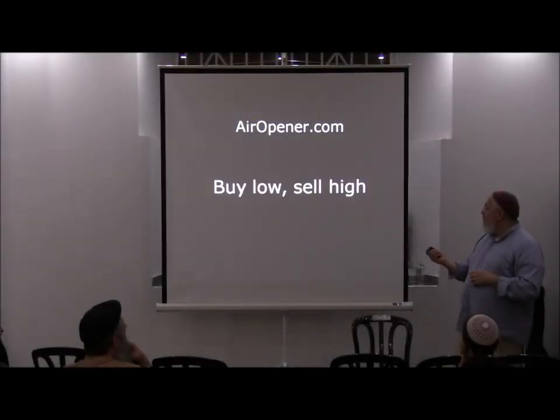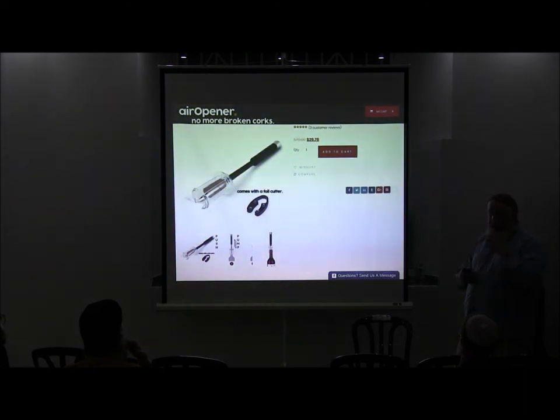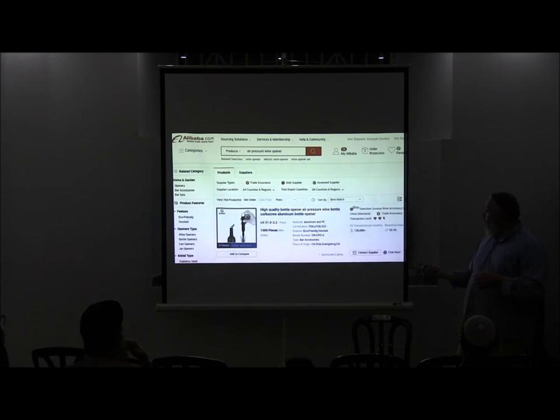Okay, so this is something that I was selling for a while, airopener.com. It's a pressure cork opener. If you ever come to my house for Shabbos, you'll see me using it. So I was selling them for $30 with the foil cutter, and the company in China was bundling the foil cutter, which cost me like 25 cents, with the air opener, which I bought for about $2 a piece.